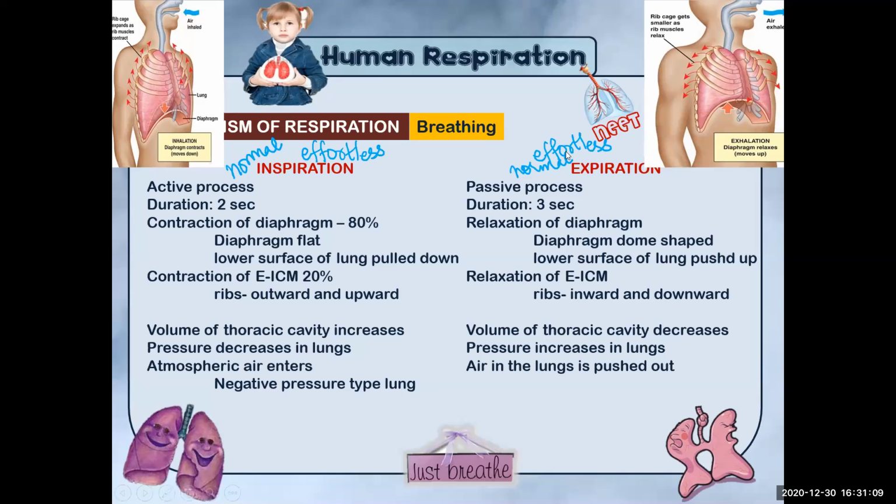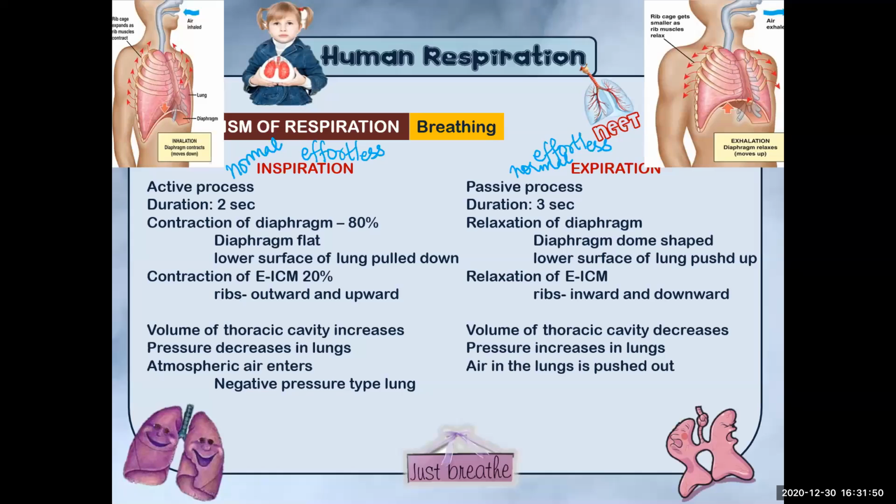So just a quick recap. Breathing involves two processes, inspiration and expiration. Inspiration is the process by which air enters the lungs. Expiration is the process by which air comes out of the lungs. Inspiration is an active process with a duration of 2 seconds. Contraction of diaphragm makes the diaphragm flat. Lower surface of the lung is pulled down. Contraction of external intercostal muscles will push the ribs outward and upwards. Contraction of diaphragm is responsible for 80% of increasing the volume, and contraction of external intercostal muscle is only responsible for 20%.